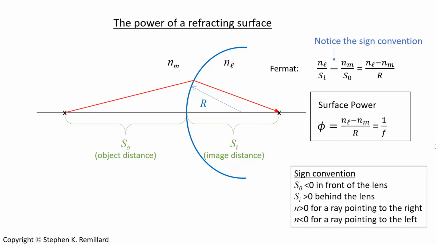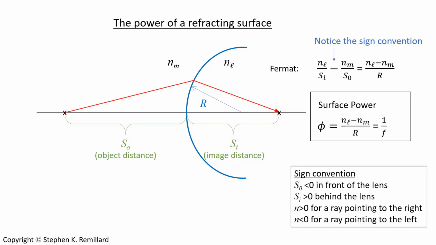The power is the difference in the indices between the two sides of the surface divided by the radius of curvature of the surface. And that equals 1 over the focal length. So if a parallel ray came in and hit this surface, it would focus at f. 1 over f is the power. So power is measured in per length, per millimeters in our practice here.